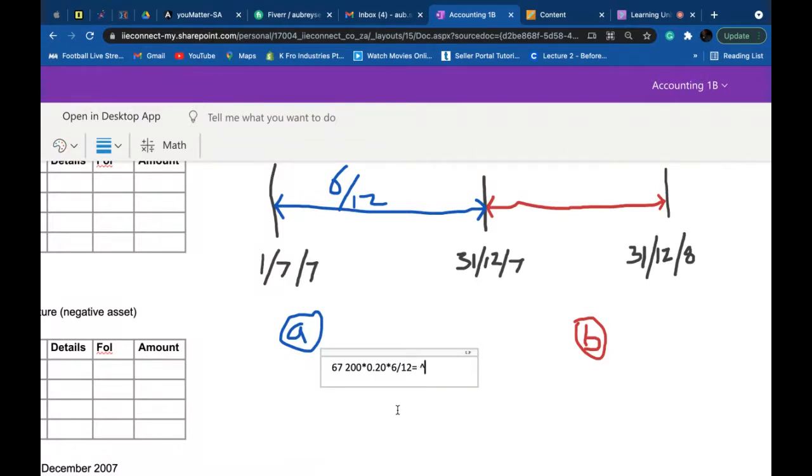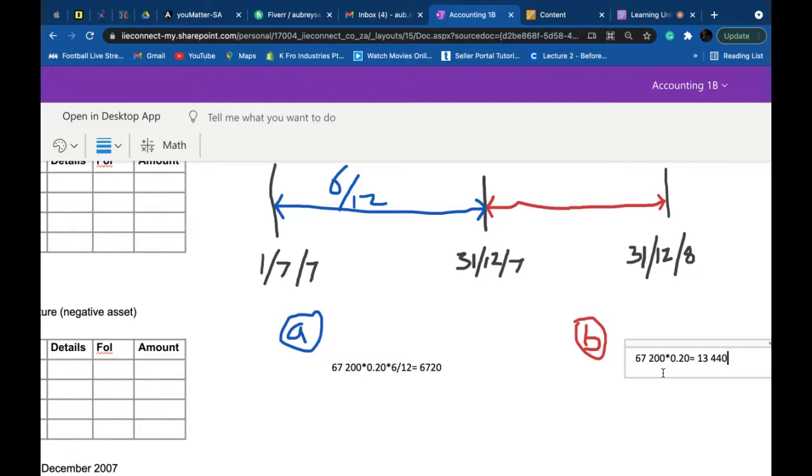Awesome. 6,720. Okay. All right. And then for B, we're saying the same thing. Remember, it's straight line. So 67,200 times the 20% depreciation rate. All right. And this time we're not apportioning because it's the whole year. What do we get? 13,440. Awesome stuff.